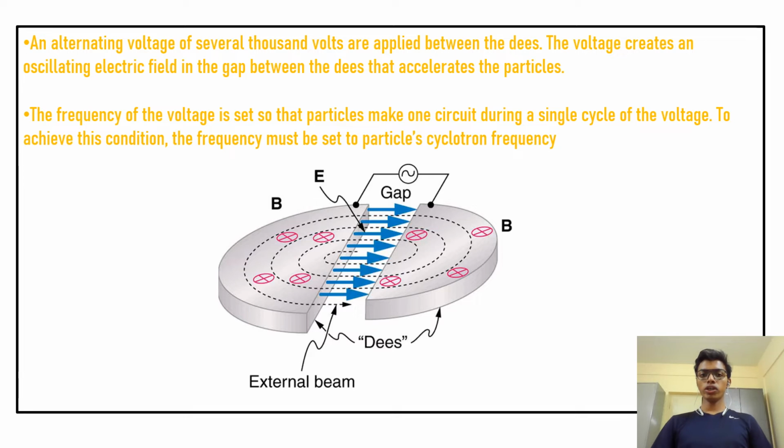An alternating voltage of several thousand volts is applied between the Ds. The voltage creates an oscillating electric field in the gap between the Ds that accelerates the particle. The frequency of the voltage is set so that the particle makes one circuit during a single cycle of voltage. To achieve this condition, the frequency must be set to the particle's cyclotron frequency.